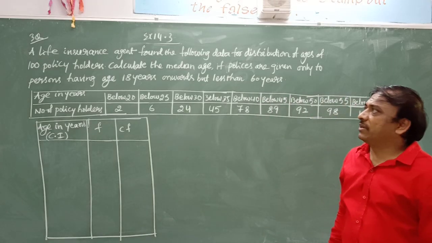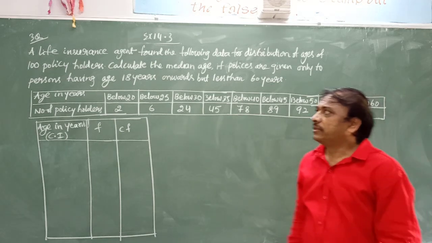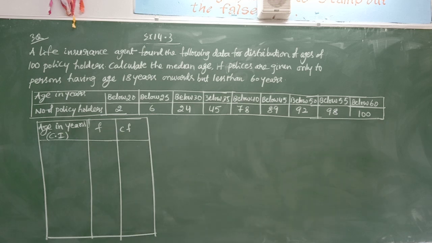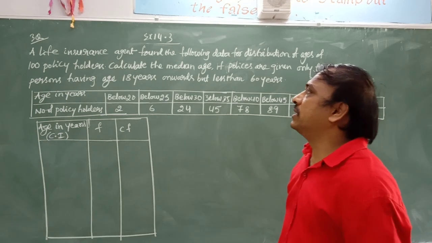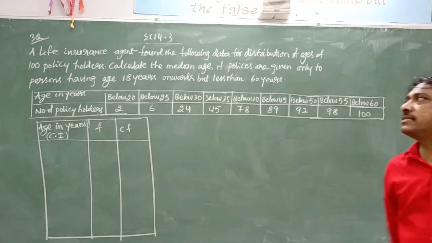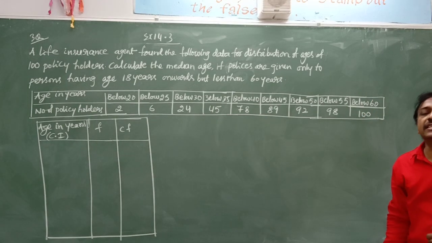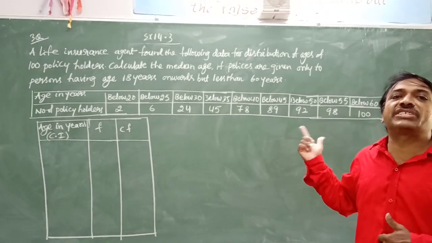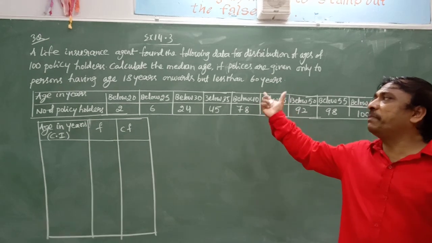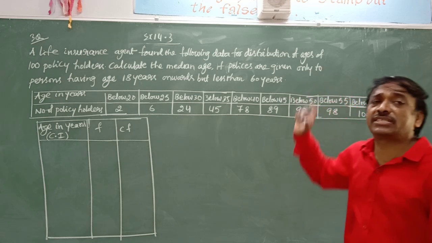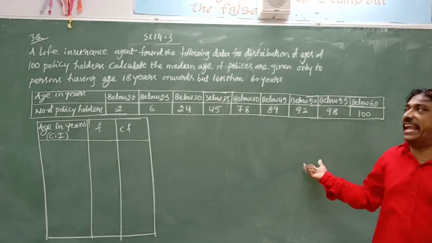Now we see one more question from exercise 14.3. A life insurance agent found the following data for distribution of ages of 100 policy holders. Calculate the median age if policies are given only to persons aged 18 years onwards but less than 60 years. So policy will start from 18 years and up to less than 60 years they are considering. So total 100 people are there. He took a survey and found the data distribution of ages of 100 policy holders. So you have to find out the median age.